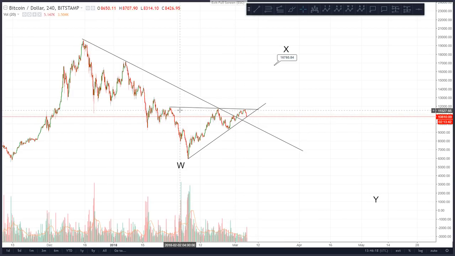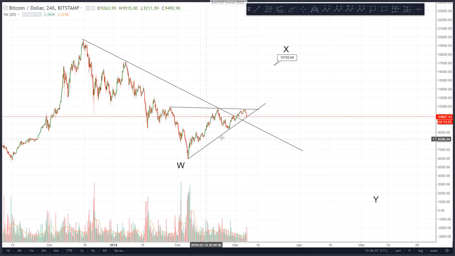However, since then we can see that the neckline for the large head and shoulders here is now acting as resistance, and it's actually allowing for an ascending triangle to develop, with this being the lower line and this being the top of the triangle.